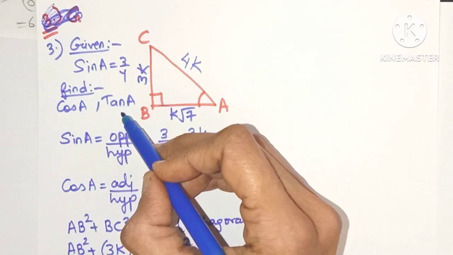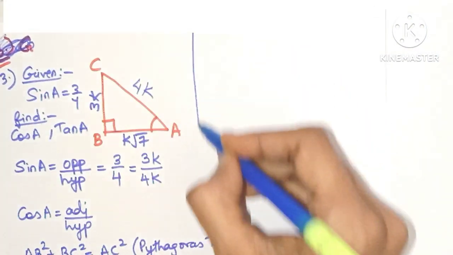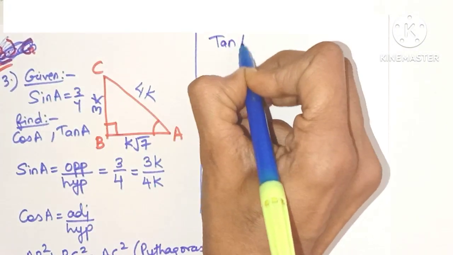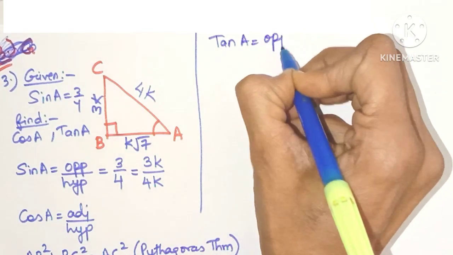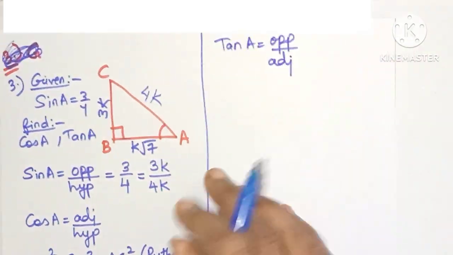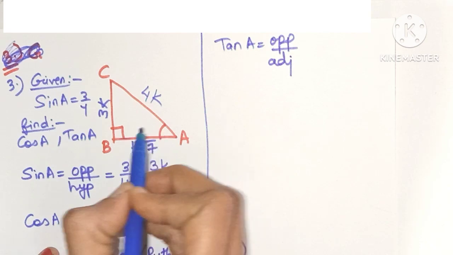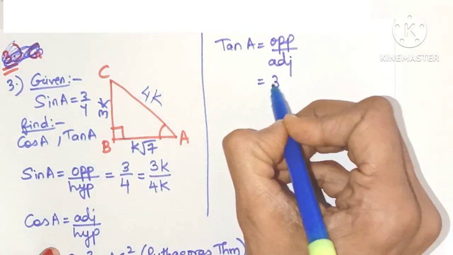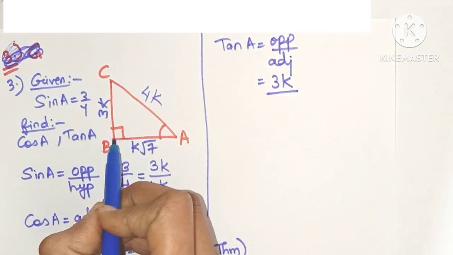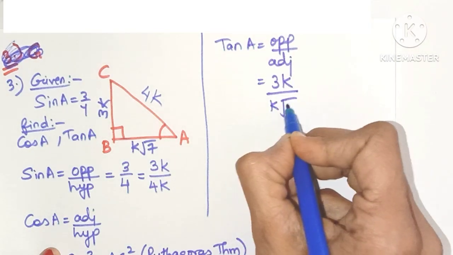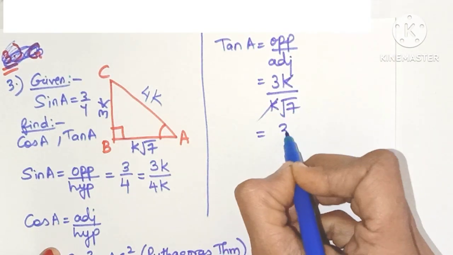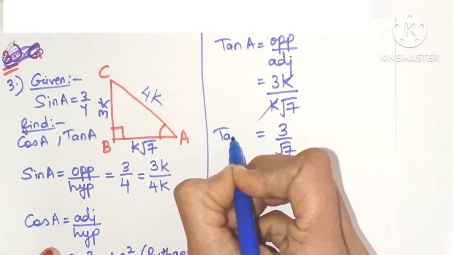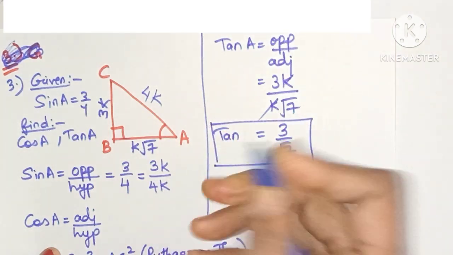Is that what we want? Yes, and we want also tan A. So now it should be easy. So tan A, what is the definition? It is nothing but the opposite side upon adjacent side. So for A, what is the opposite side? Yes, 3k. And what is the adjacent side? k root 7. So k gets cancelled. So you get tan A as 3 by root 7, and that's the answer.